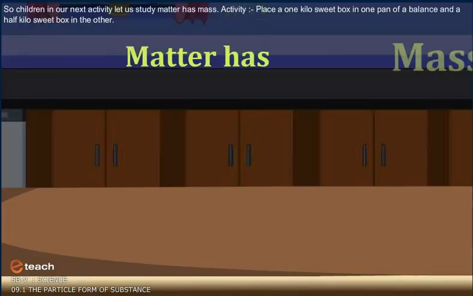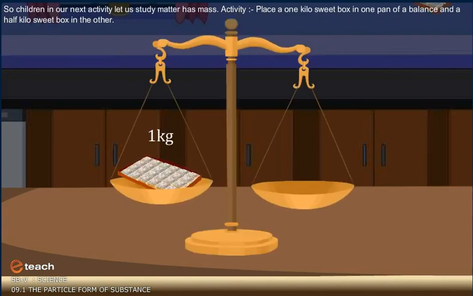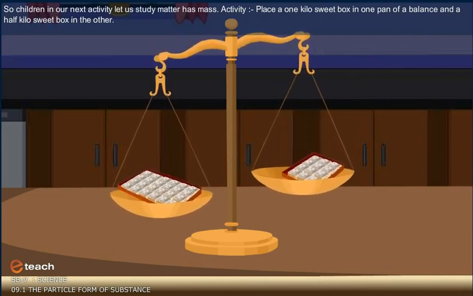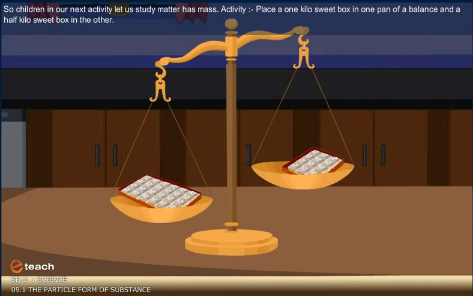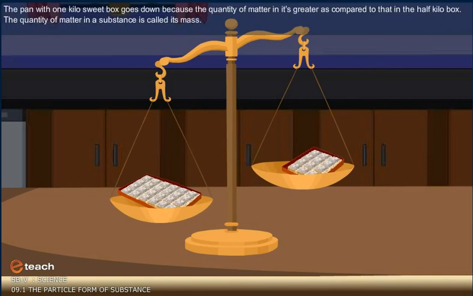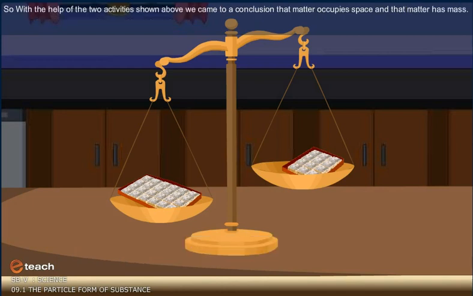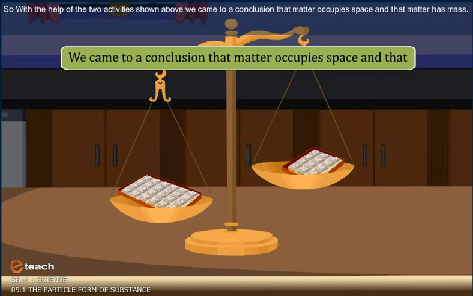So children, in our next activity, let us study that matter has mass. Activity. Place a 1 kilo sweet box in one pan of a balance and a half kilo sweet box in the other. The pan with the 1 kilo sweet box goes down because the quantity of matter in it is greater as compared to that in the half kilo box. The quantity of matter in a substance is called its mass. So with the help of the two activities shown above, we came to the conclusion that matter occupies space and that matter has mass.